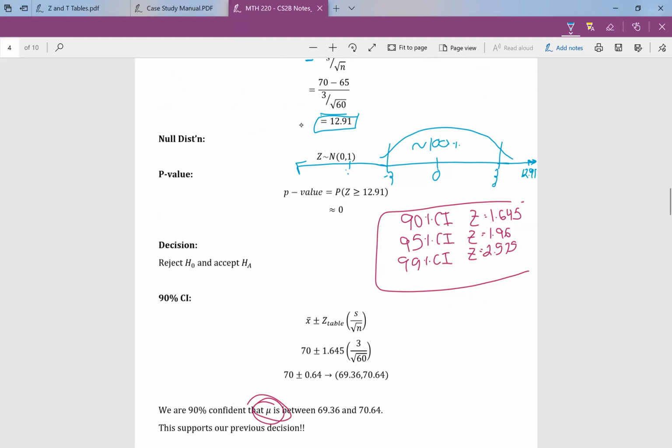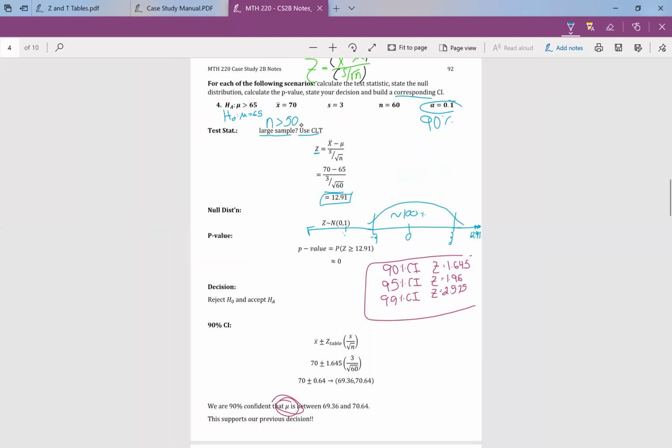Now, this problem didn't have any context, it just gave you information, but if this problem was talking about, the one thing that's always easy for me to say or to remember is, the average time spent working out a week, okay? So we are 90% confident that the average amount of time spent working out a week is between 69.36 and 70.64.